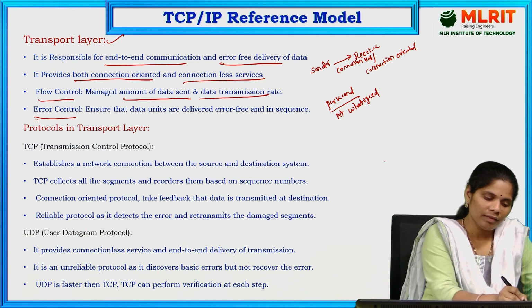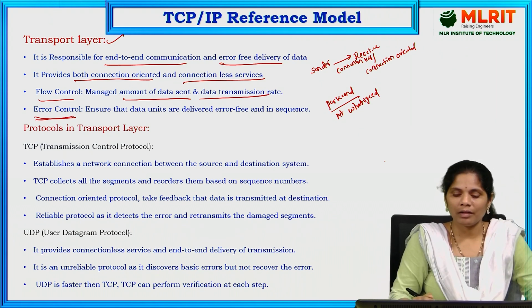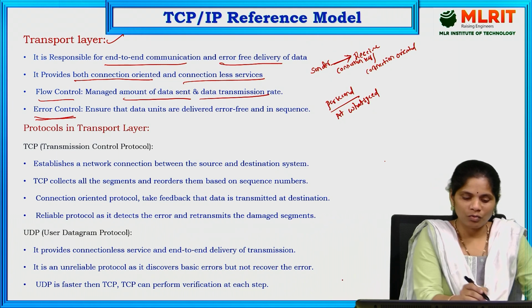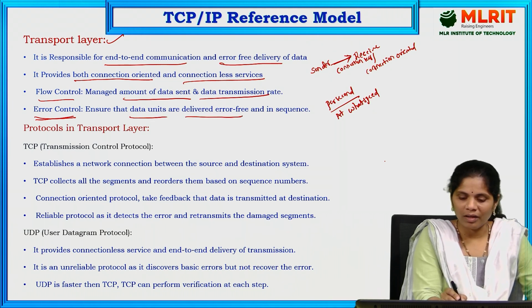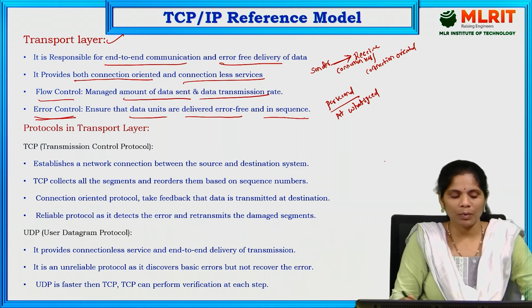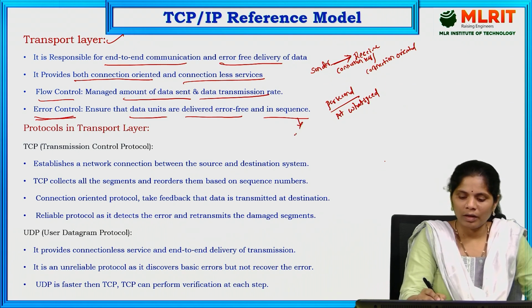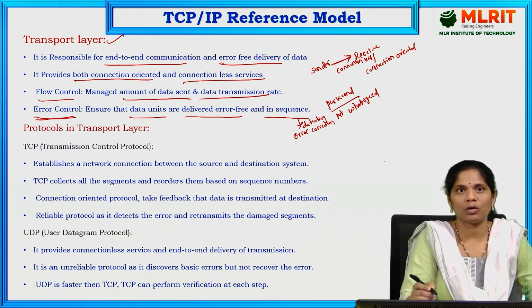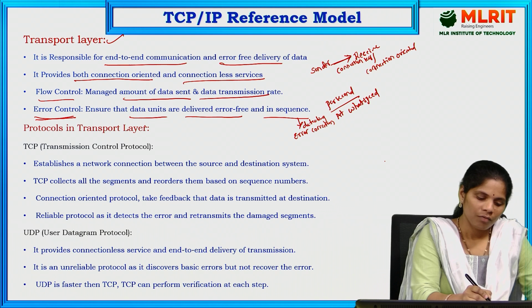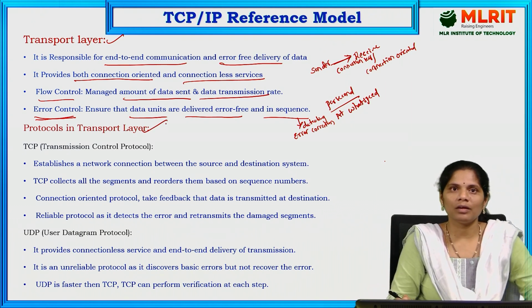And the next one is error control. Whenever you are sending data from sender to receiver, there may be a chance of errors, right? To ensure the data units are delivered error-free and in sequence, we use error control. Here we use error correction and error detection, these two techniques for correcting and detecting errors. Next, what are the different protocols we use in the transport layer?